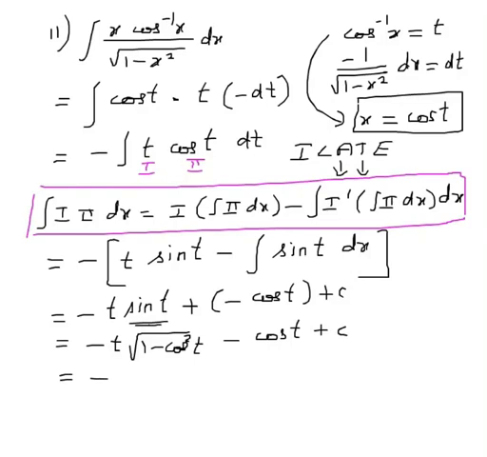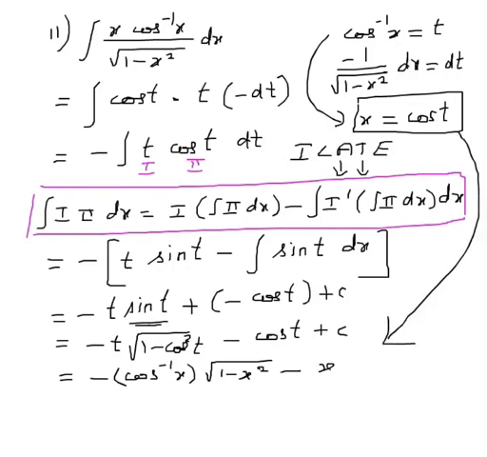Now let us substitute. Minus t is cos inverse of x into root of 1 minus cos square t, cos t is x, so it becomes x square. See this step. Minus cos t is minus x and plus c.